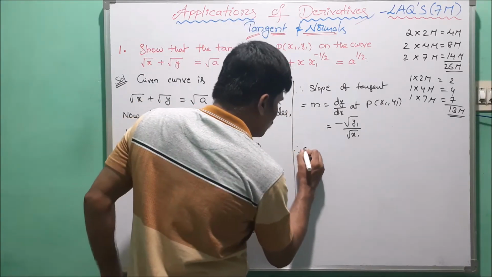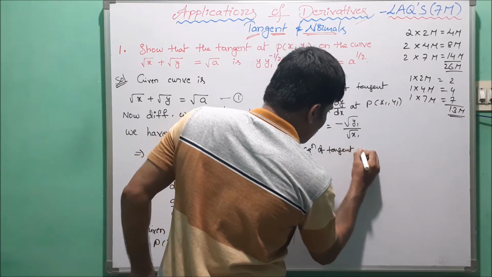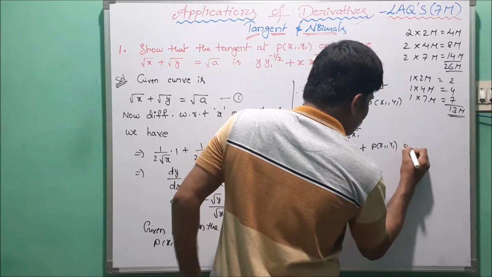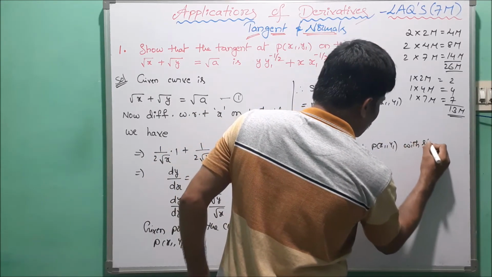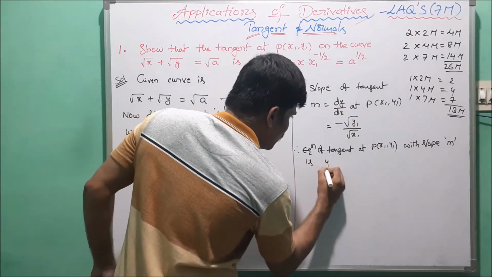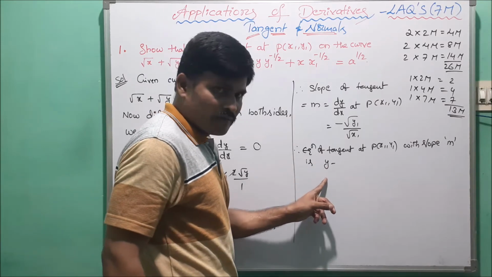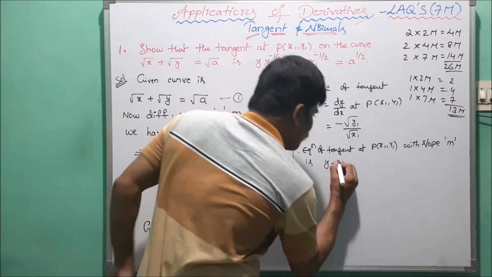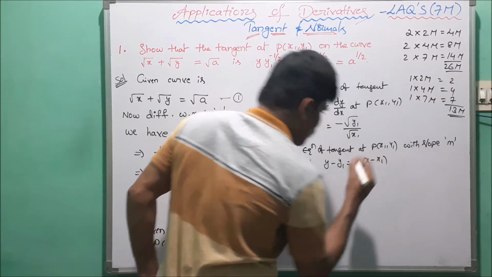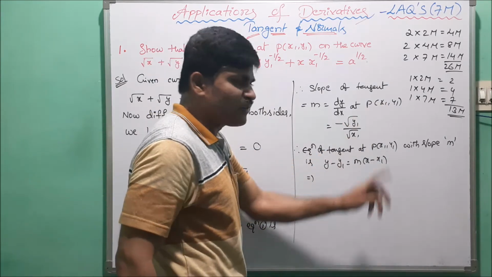Now, to find the equation of tangent at P(x1, y1) with slope m, we use the slope-point formula: y minus y1 equals m into x minus x1. Here x1, y1 is the same point, and these do not change.